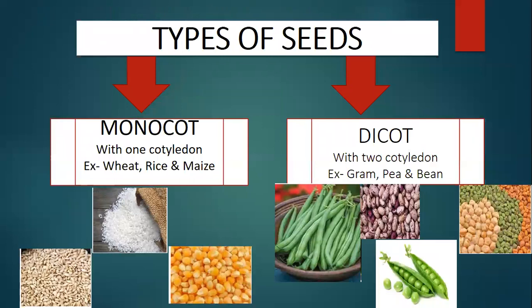Now you know seeds are of two types, and these two types are monocot seeds and dicot seeds. Monocot seeds, as the name suggests, have only one cotyledon, and dicot seeds have two cotyledons. The examples of monocot seeds are wheat, rice, and maize. And dicot seeds are gram, pea, and bean.